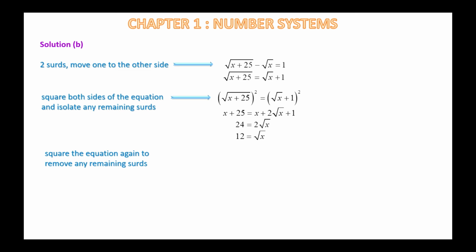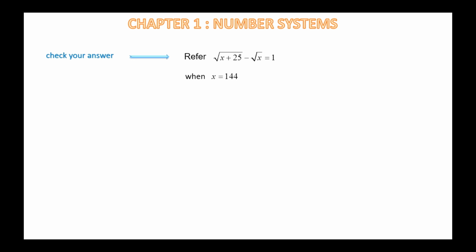Square the equation again to remove any remaining surds. 12 square equals root x square. Solve the resulting equation. We have x equals 144. Check your answer. Substitute into original equation, and then compare left and right side.